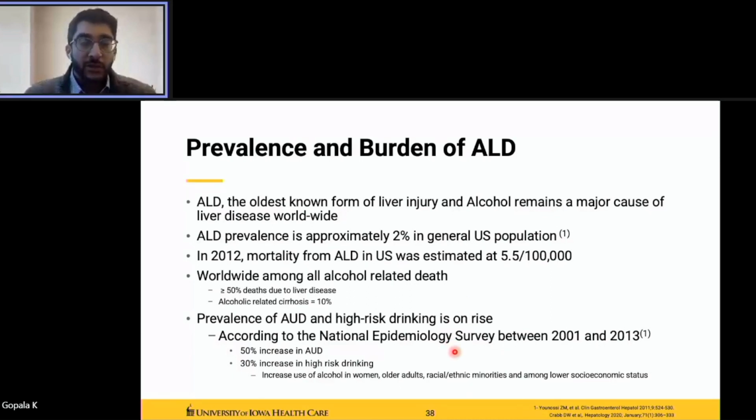And prevalence of alcohol liver disease is on the rise. On a survey between 2001 to 2013, there's a 50% increase in alcohol use disorder. And this may be due to an increase in alcohol use in women, older population, and different ethnicities as well.